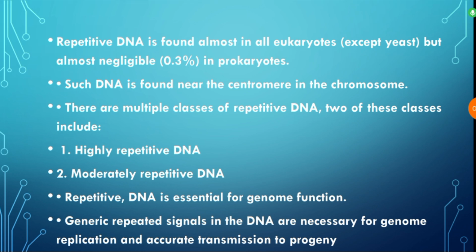So next we are coming to the repetitive DNA. The repetitive DNA is found almost in all eukaryotes except yeast, but almost negligible, 0.3%, in prokaryotes. Such DNA is found near the centromere in the chromosome. There are multiple classes of repetitive DNA, and the two classifications are highly repetitive DNA and moderately repetitive DNA. The repetitive DNA is essential for genome function. Genetic repeated signals in the DNA are necessary for genome replication and accurate transmission to progeny.